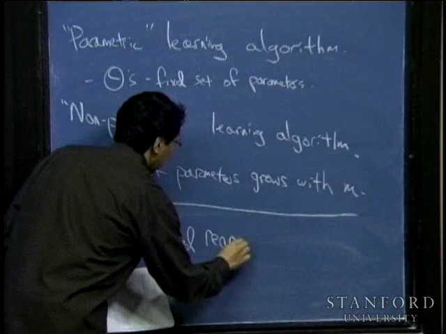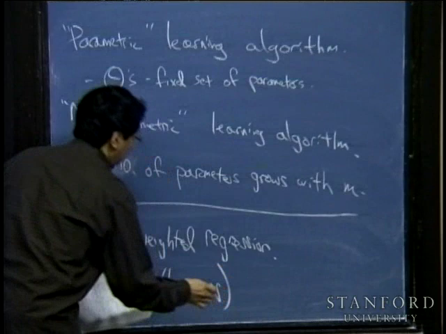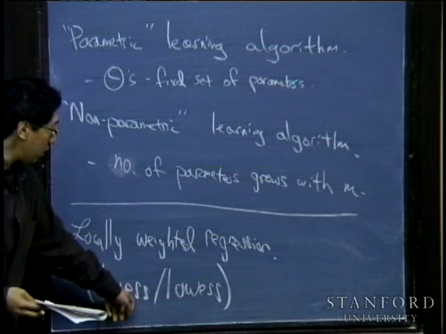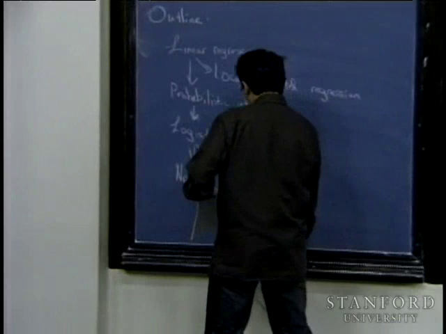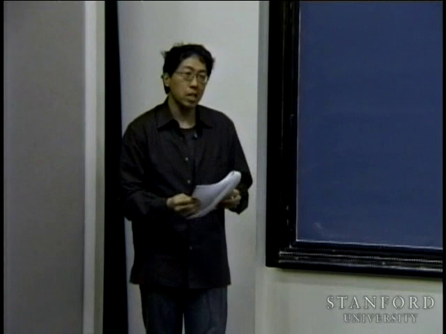Which also goes by a couple of other names. Which also goes by the name Loess for some historical reasons. Loess is usually spelled L-O-E-S-S, sometimes spelled like that too. I just call it locally weighted regression. So here's the idea. And this would be an algorithm that allows us to worry a little bit less about having to choose features very carefully.